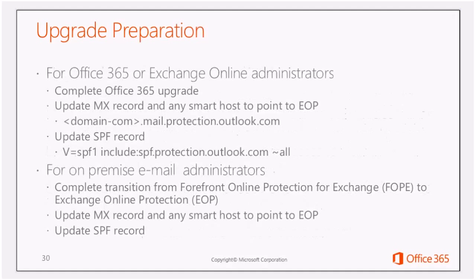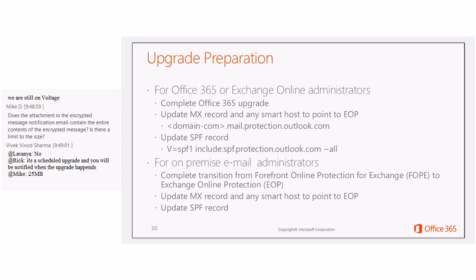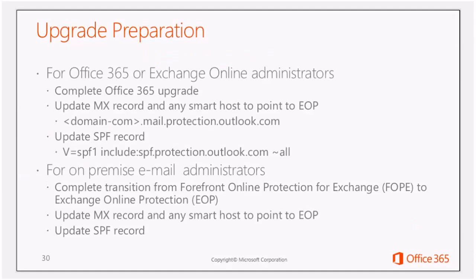So how do you prepare for the upgrade? Well, there's not a lot you can do. Basically, just make sure that the Office 365 upgrade is completed. In other words, the transition from the previous version to the current version. During that process, you should have already updated the MX record and any smart hosts to point to EOP instead of FOPE. And again, there's an example there: domain-com.mail.protection. But again, that's just a general best practice. After you make the transition from the previous Office 365 version, you also want to make sure you've updated your SPF records. Again, this is more general transition information.